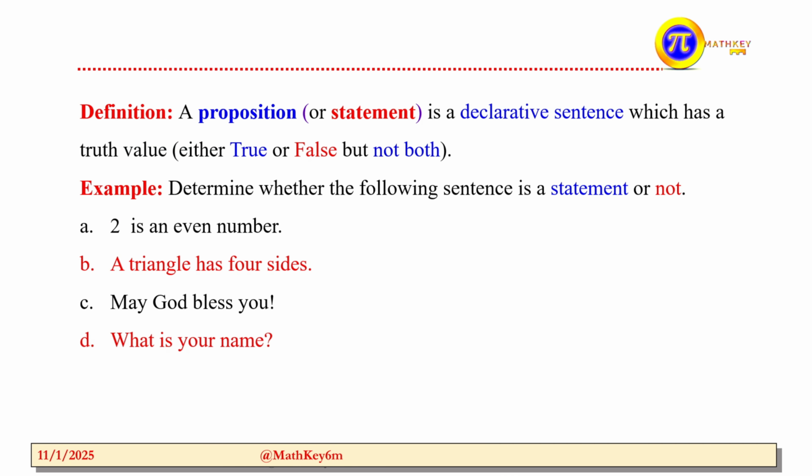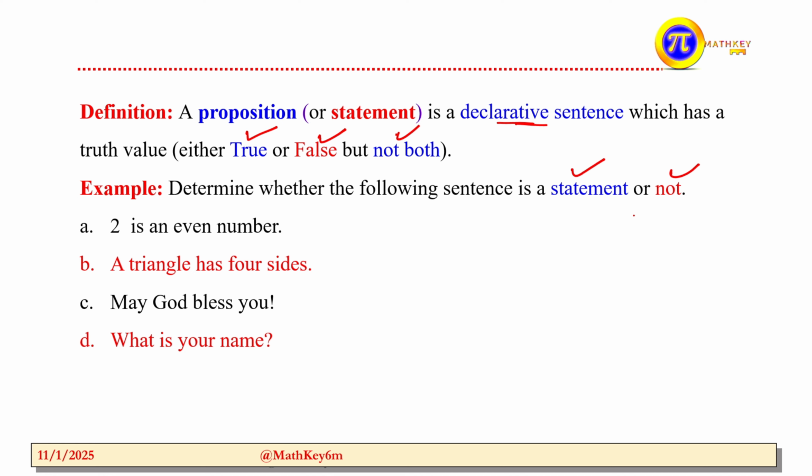Let's come to the definition. A proposition or a statement is a declarative sentence which has a truth value, either true or false, but not both. If that's so, we call it a proposition or statement. A statement means a declarative sentence that can be true or false, but not both. Determine whether the following sentence is a statement or not.